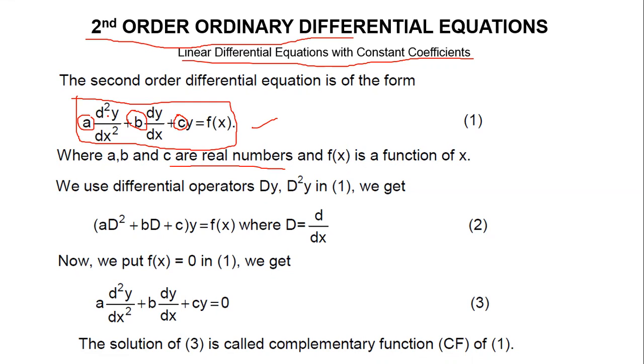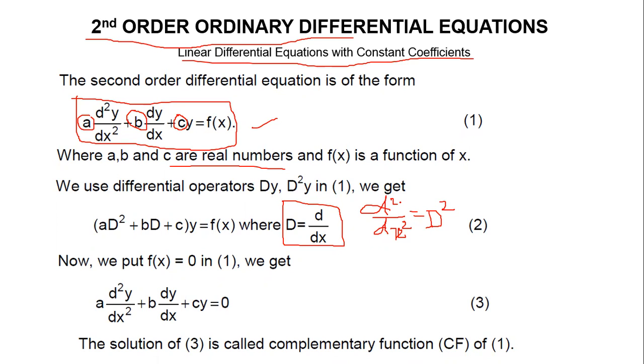So if we take d by dx as D, then d square y by dx square is d square by dx square, which is D square. No need to write the notes now. At the end of the class, you can write the notes.